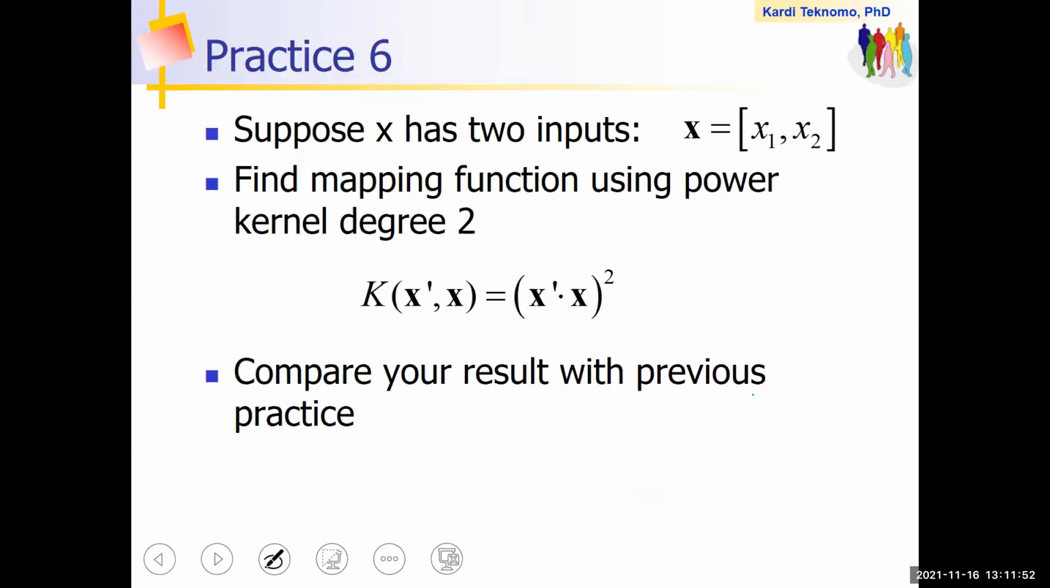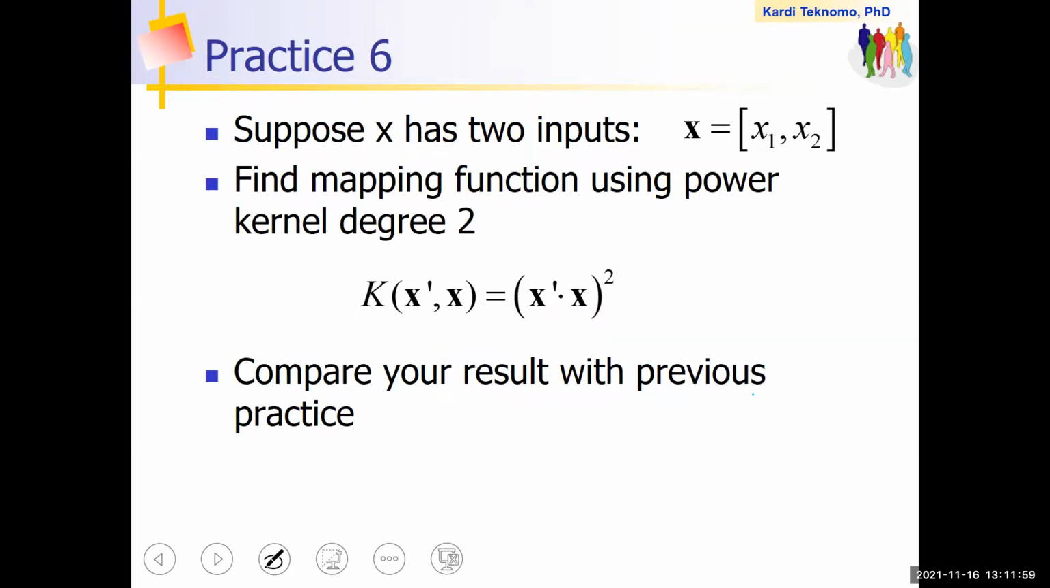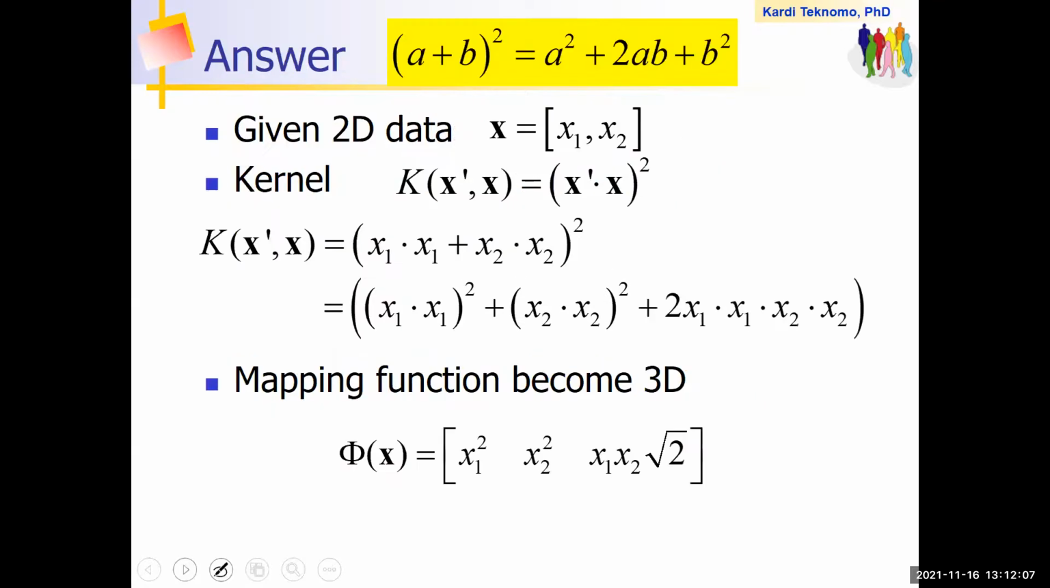So again, I have a different kernel here. I use the power kernel. How many dimensions do I have? If I use the power kernel, I will get a mapping function of 3D instead of 6D. So this is about how you get the mapping function from the kernel.